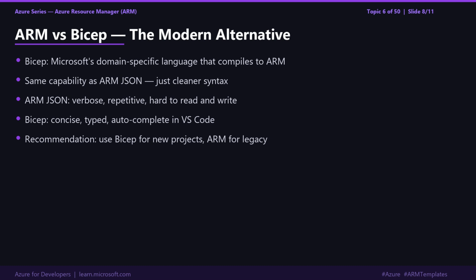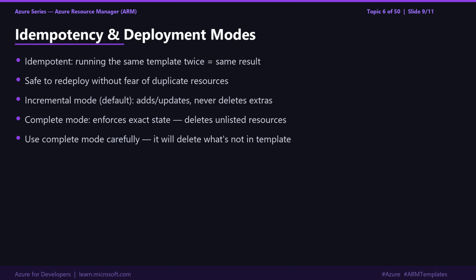ARM JSON is still fully supported and not going anywhere. There are millions of existing ARM templates in the wild. But for anything new, Bicep is the cleaner choice. In topic 39 of this series, we dedicate an entire video to Bicep in depth. For now, just know that if you see Bicep in the wild, it is ARM templates with better syntax.